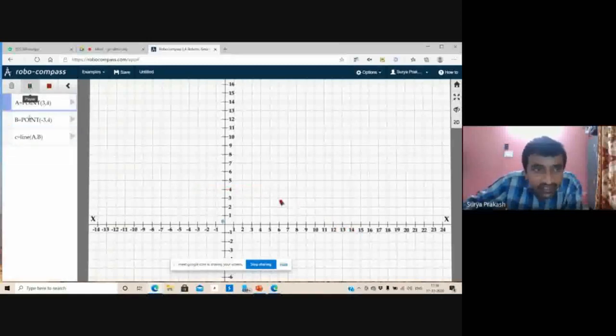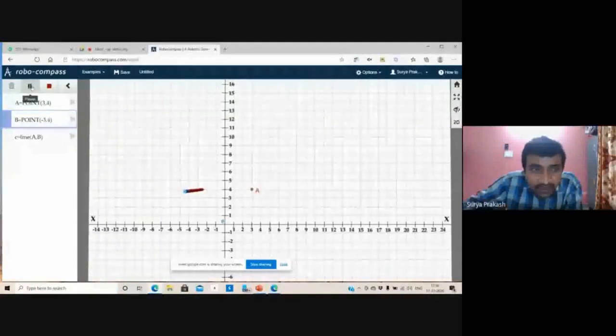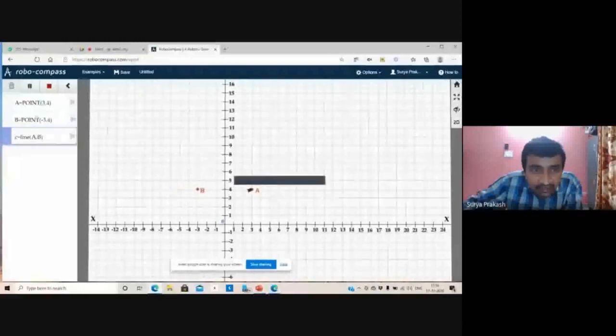For example, here in the first step, I have marked point A, which can be visualized on the screen. This is the button you have to play. In another step, I have marked point B. Then in the third command, I have given a line joining the points A and B.